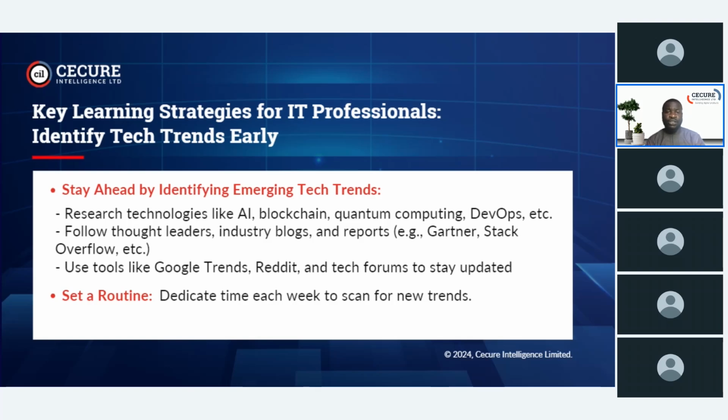Firstly, you have to stay informed. You have to regularly read industry blogs, follow thought leaders, and subscribe to reports from trusted sources, very popular ones like Gartner or Stack Overflow. You can also subscribe to newsletters here at Secure Intelligence Limited, so you can get information on industry ideas, new innovations, and new tools and technologies in the tech space. You can also use tools like Google Trends to keep an eye on which technologies are gaining popularity.